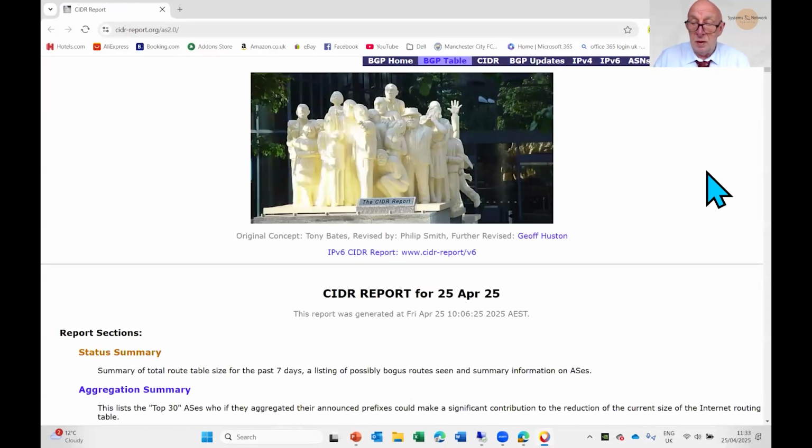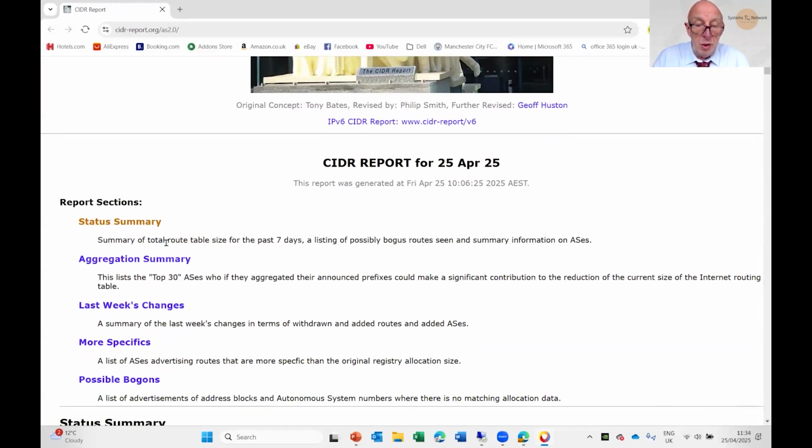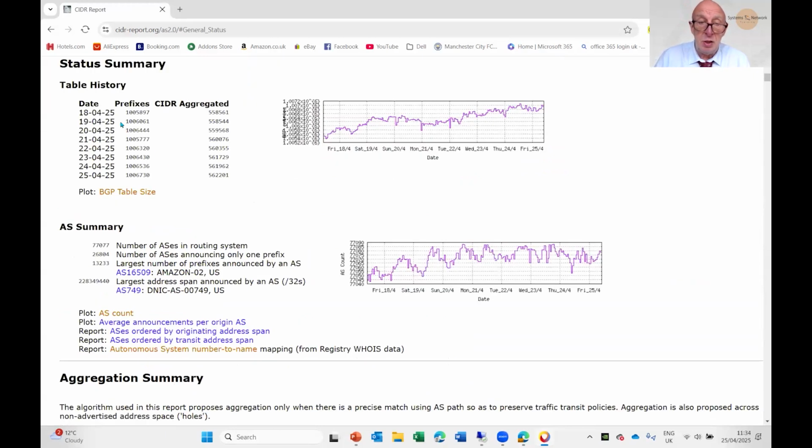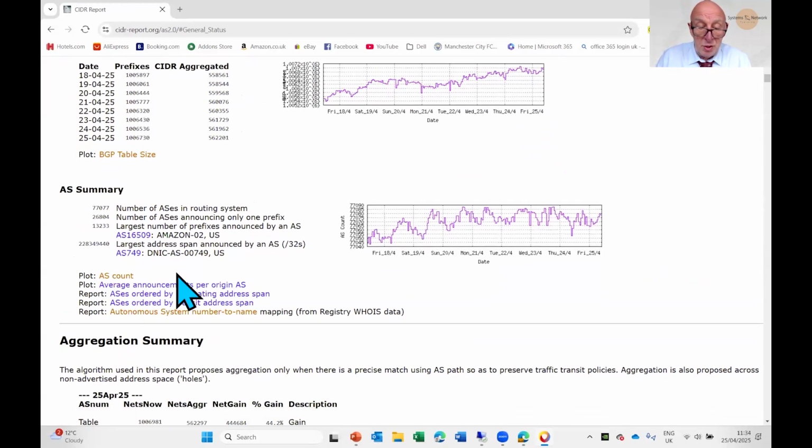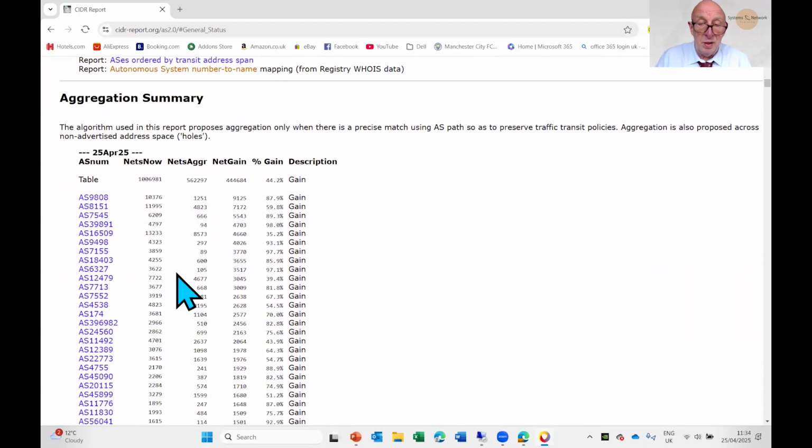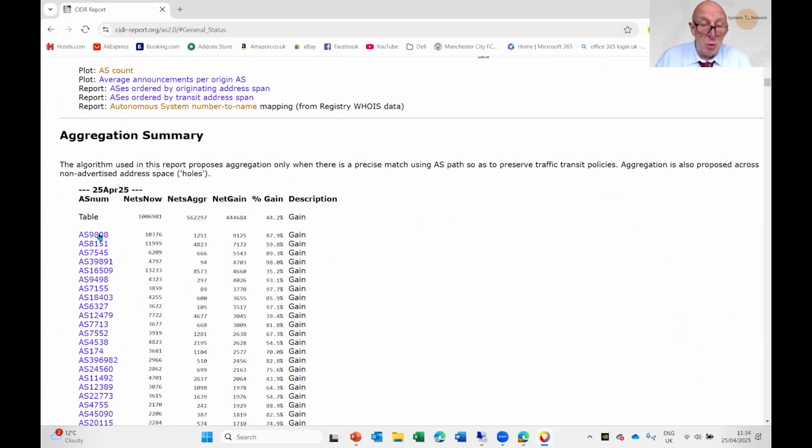And you can see here, these are readily available. Fine. There is a summary of the total routing table for the past 7 days, a listing of possibly bogus routes and summary information on ASs. So all you have to do is just click on it. And it tells me the 18th to 25th, the size of the prefixes. That's a good old size, 1 million or not. How many were aggregated? The AS summary. There is also an aggregation summary here. So everyone can see what's going on.